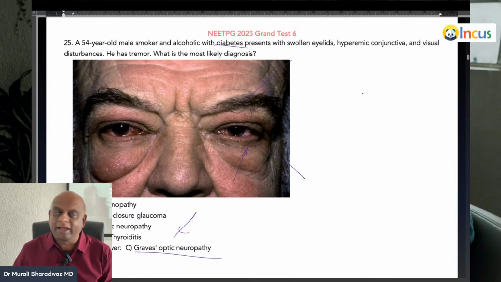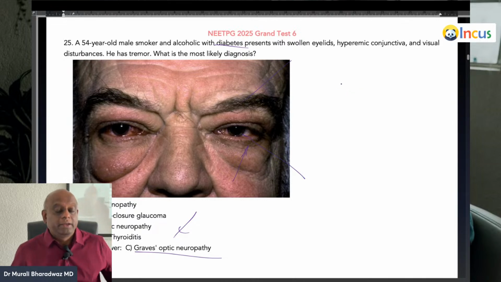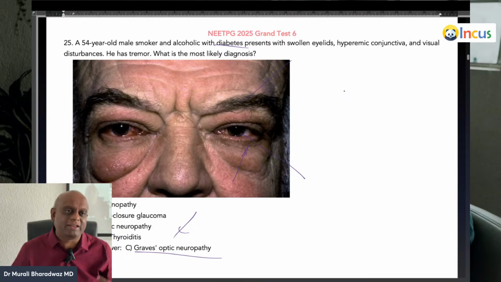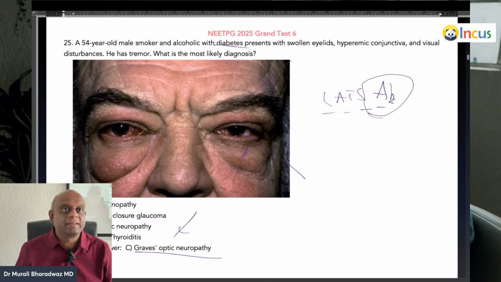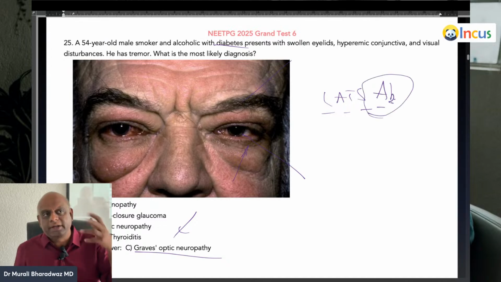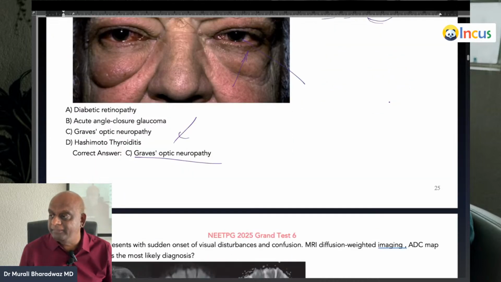So typically in Graves, what will happen, doctor? When will you call it Graves? Any thyrotoxicosis cannot be Graves. Only when thyrotoxicosis with ocular signs, ophthalmopathy is there, then only it is Graves' ophthalmopathy, where there are autoantibodies. They are called LATS, long-acting thyroid stimulating antibodies. They are the ones which lead to the development of hyperthyroidism.